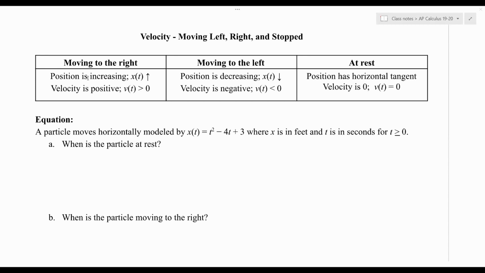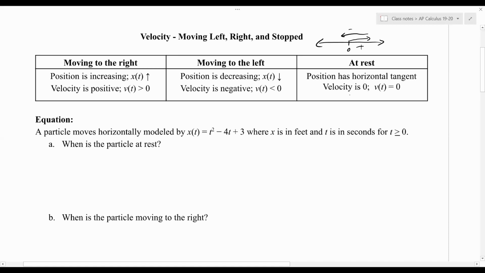So for example, if this was our position graph and we started at 0, moving to the right, we're getting farther and farther away from that 0. And if we move to the left, our position is decreasing, moving away. So our velocity is positive if we move to the right and negative if we're moving to the left. Now, most of the time they talk about right and left. Sometimes they'll talk about forward and backwards.